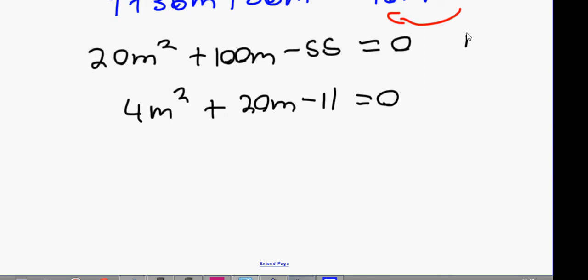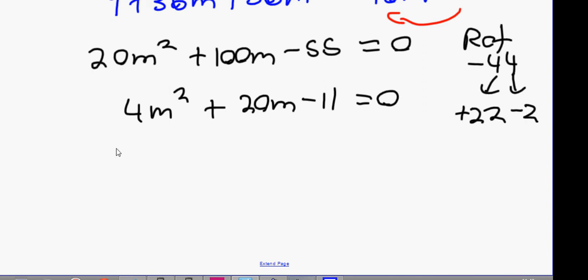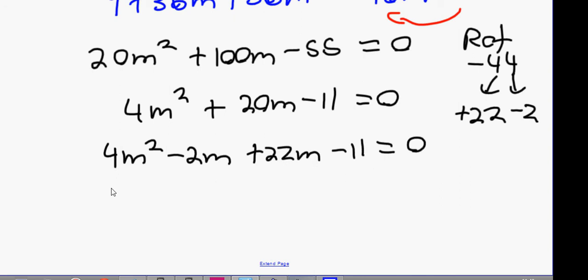Do your reference number. Reference number is 4 by 11, minus 44. Break up 44 into its factors, 22 and 2. Okay, and it's going to be minus 2 plus 22. So arranging it like this: 4m squared minus 2m plus 22m minus 11 equals 0. 2m brackets m minus 2 plus 11 bracket. Oh, sorry.